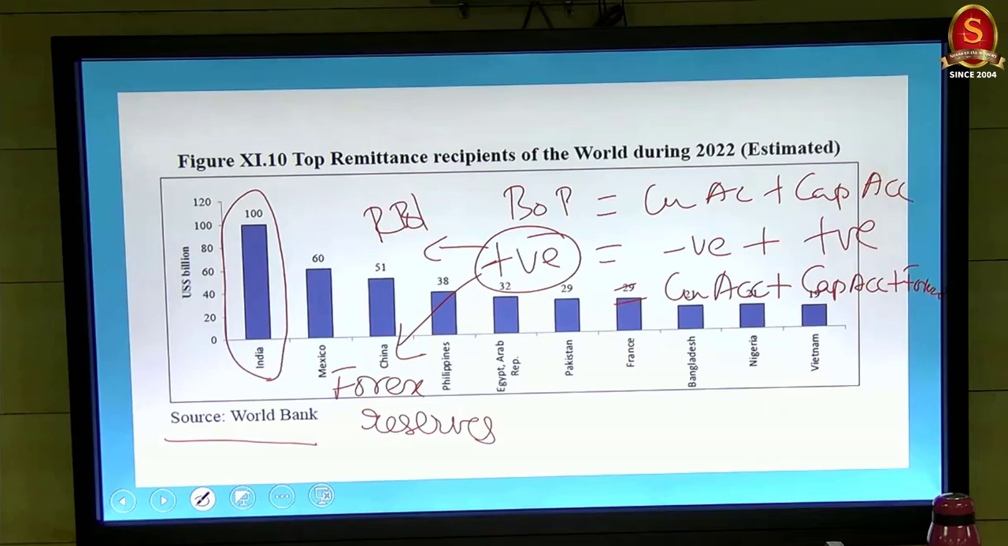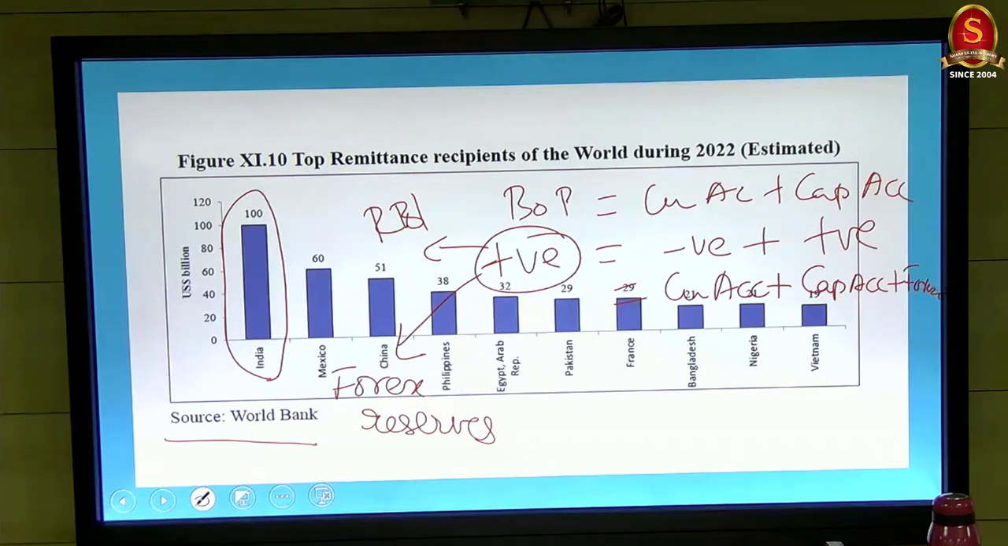When there is a balance of payment deficit, what will you do? $100 is the deficit, and there is no capital account to offset it. The current account deficit is becoming larger. Then what will happen? You have to take it from the foreign exchange reserves. At that time, you have to write plus 100 here. When you're placing it in the surplus, you have to write it as minus 100 here.